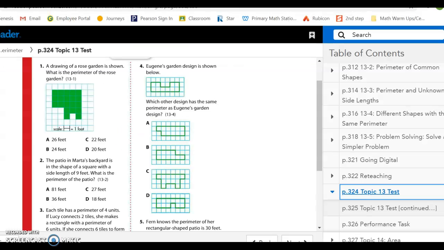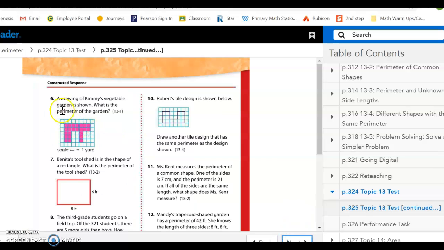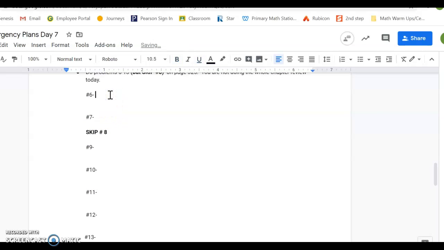So if we look over here, we see number 6. So it says a drawing of Kimmy's vegetable garden is shown. What is the perimeter of the garden? So I'm going to count all my sides and add all my sides together to find the area around the entire shape. Then I'm going to come back over to my Google Docs and record the area in the space below.